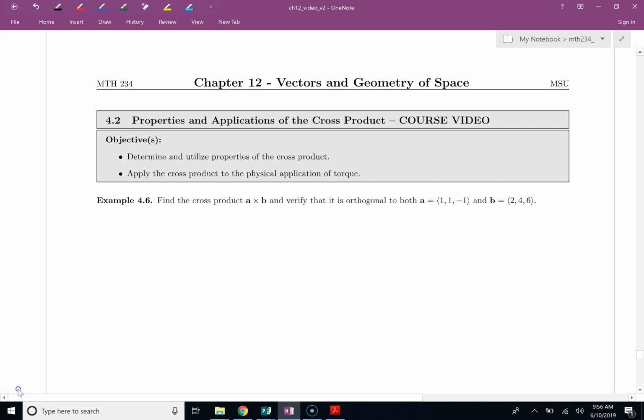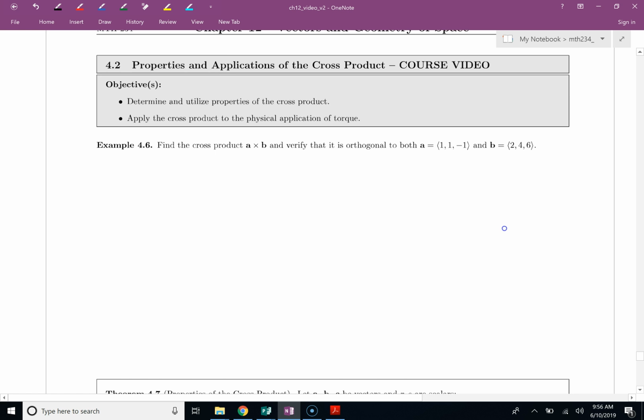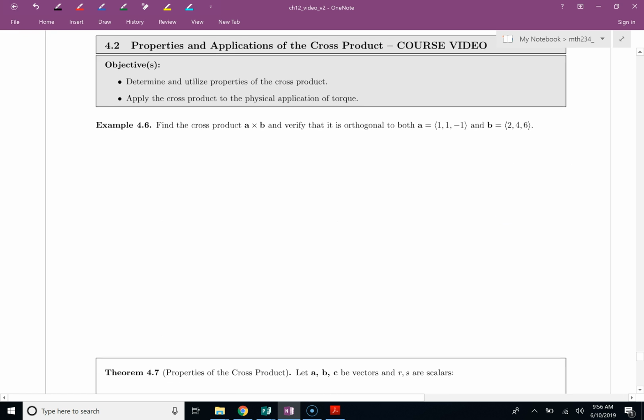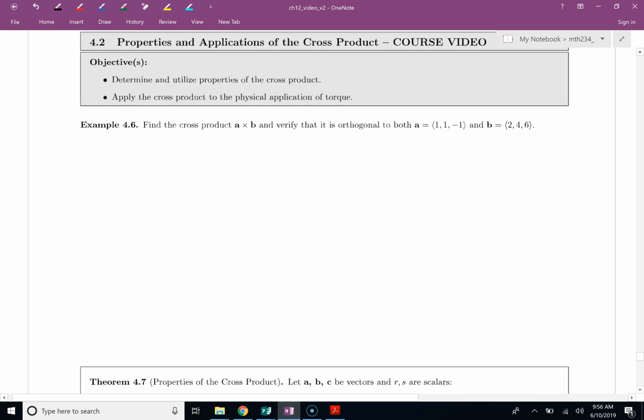In this video we're going to continue talking about cross products, getting into a few properties and applications, but I thought it might be good for us to do a bit of a warm-up problem here. So let's kick it off with finding the cross product, A cross B, and then we're going to verify that it is orthogonal to both A and B.